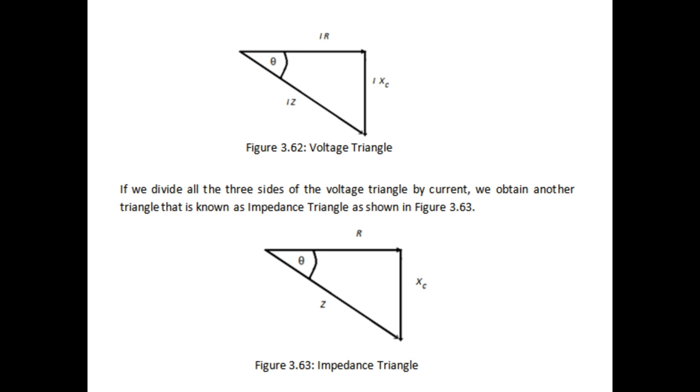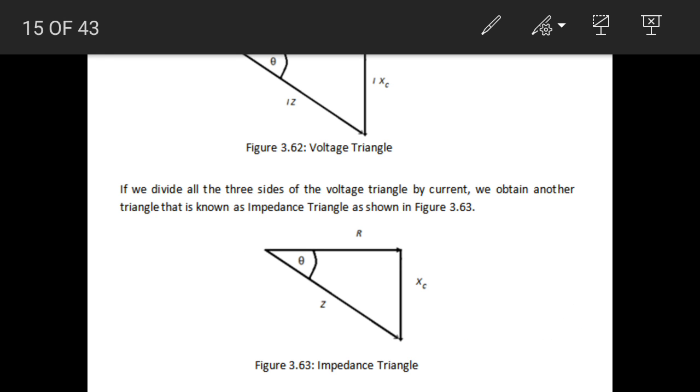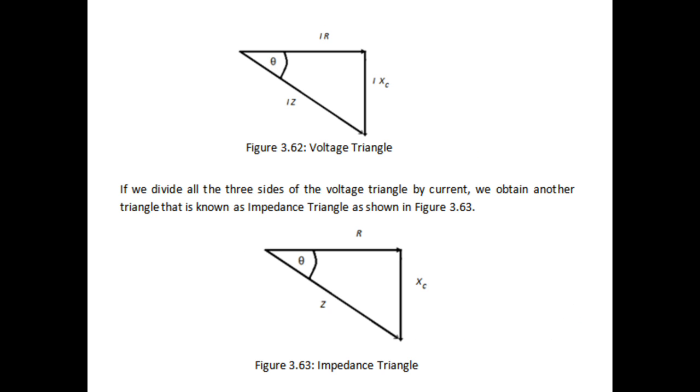So we consider the voltage triangle of this RC series circuit. The base of this triangle gives you the voltage across the resistor, which is equal to IR. The perpendicular of this triangle gives you the voltage across the capacitor, which is equal to I Xc, and the hypotenuse of this right angle triangle gives you the voltage across the source, which is equal to IZ.